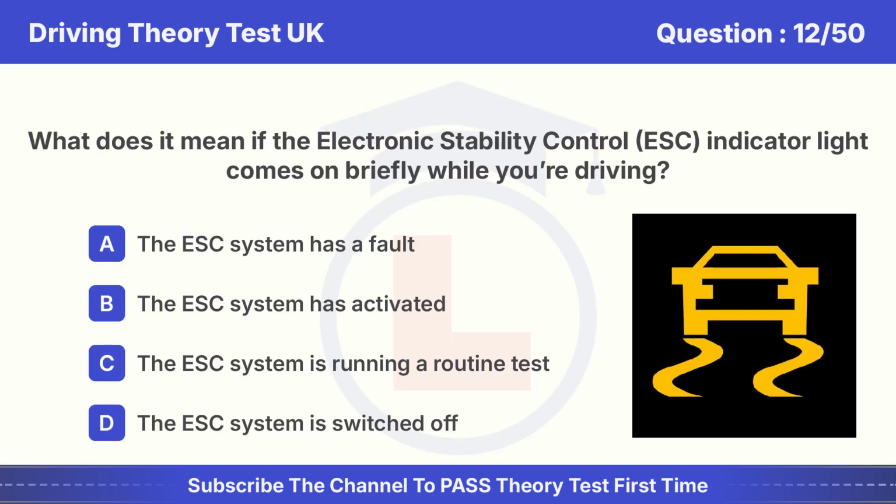Question 12. What does it mean if the electronic stability control, ESC, indicator light comes on briefly while you're driving?